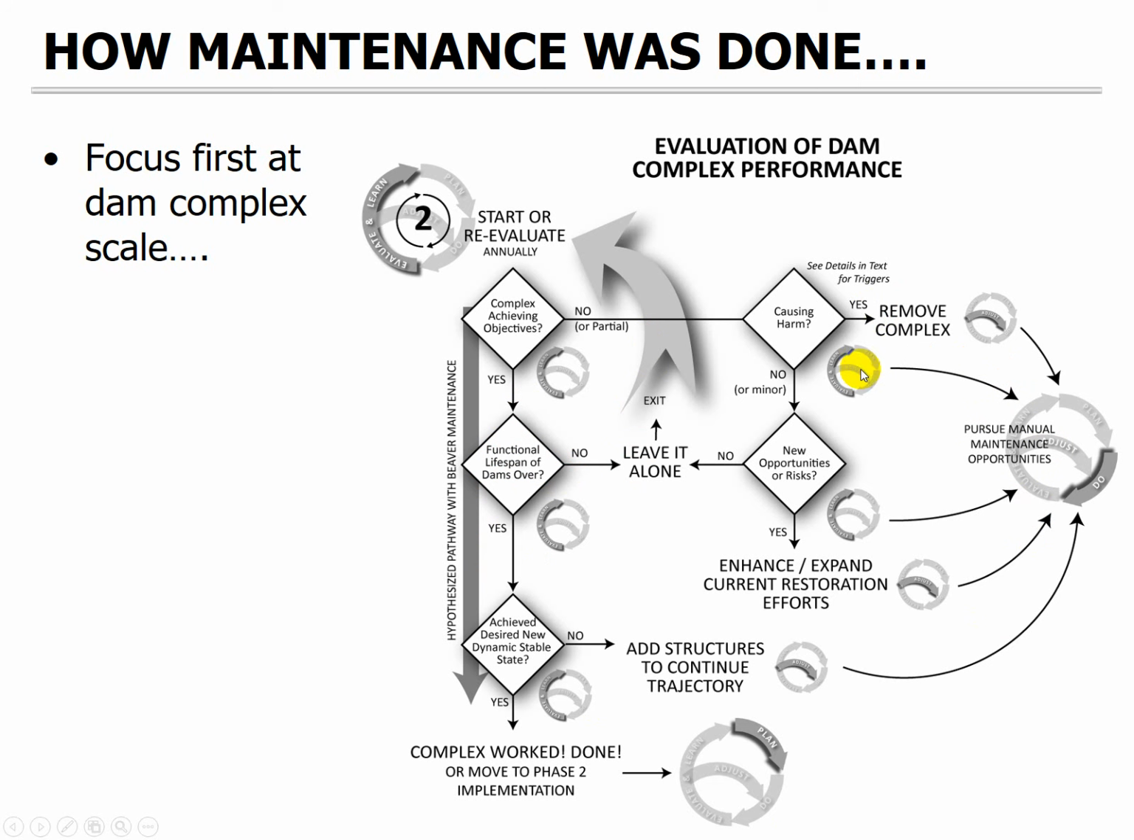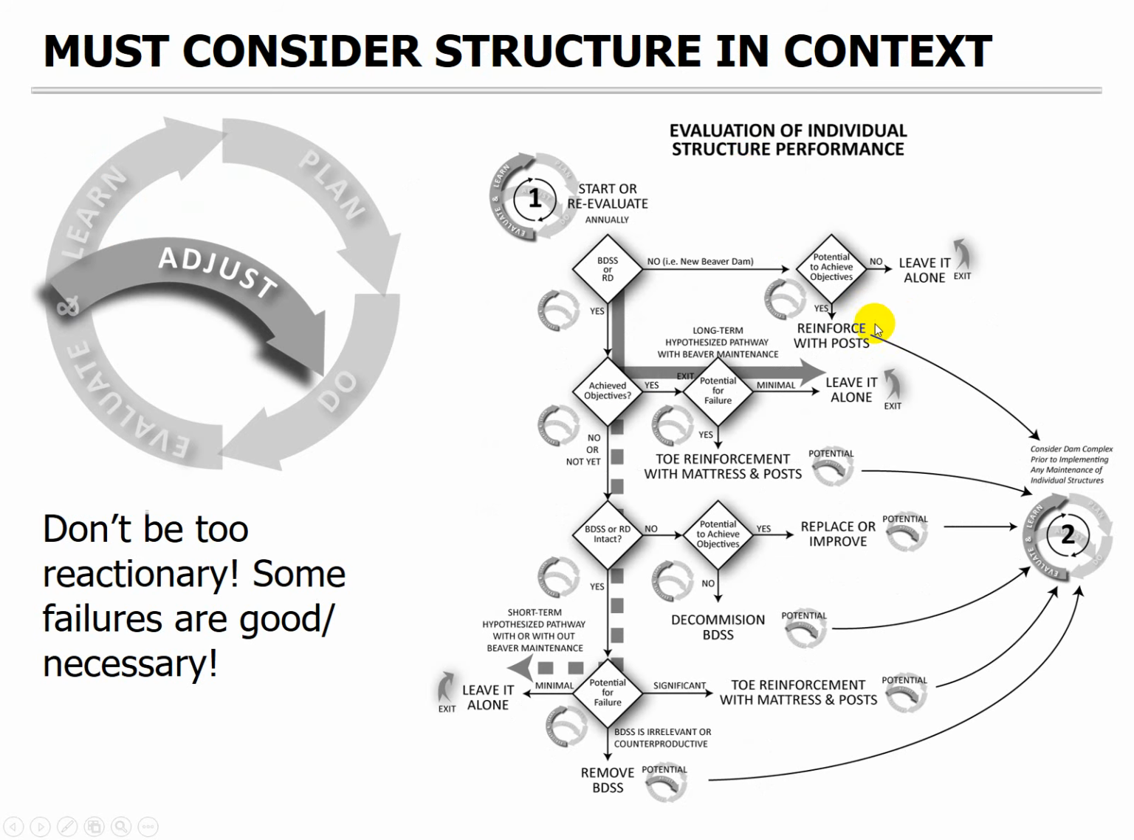If we come over to this point where we're curious about the individual dam, we can focus in a little more detail on an individual structure. And it's important not to be too reactionary. We have to recognize that some of the failures that happen are good and some are necessary. So if we have a beaver dam support structure or a reinforced dam, we can look at this, and if it is one of these, then we keep going down. If it's not, then it's a new beaver dam, and we look at it, and it has the potential to achieve objectives in a new beaver dam that we didn't build that showed up there.